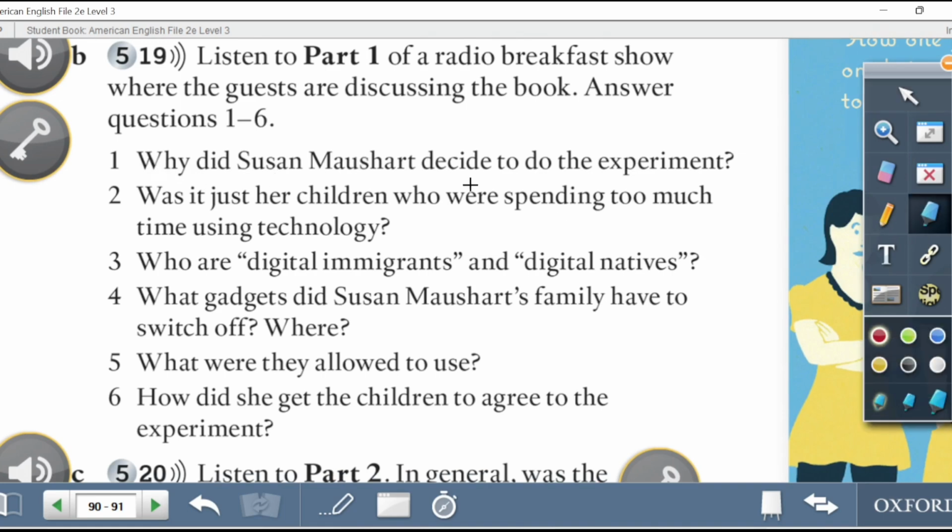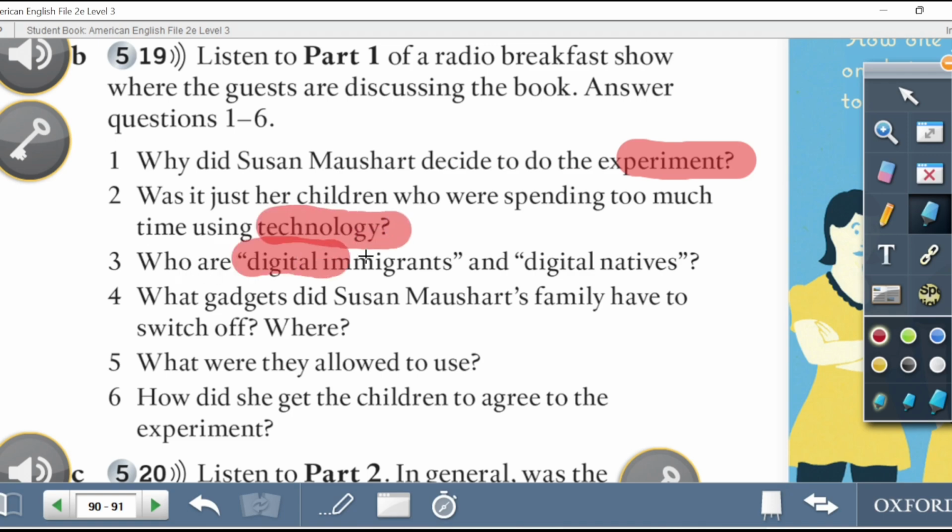Why did Susan Mosshart decide to do the experiment? چرا تصمیم گرفت که این آزمایش رو انجام بده؟ Was it just her children who were spending too much time using technology? فقط بچه ها بودن که خیلی از تکنولوژی استفاده میکردن.